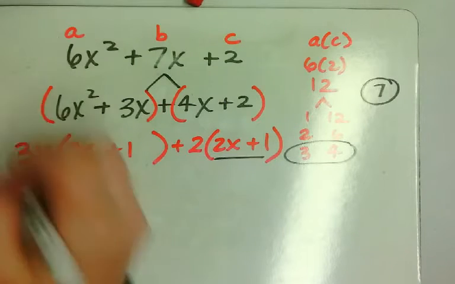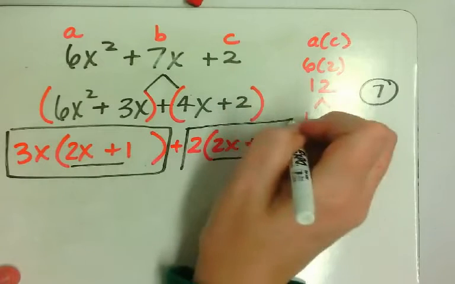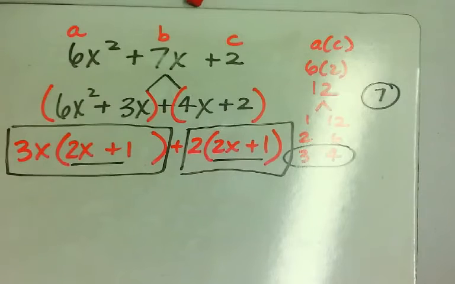Now, basically what we have is this thing right here being added to that thing right there. Okay, 2 things. They're complicated looking things, but it's just 2 things being added. What do those 2 boxes have in common? A 2x plus 1.